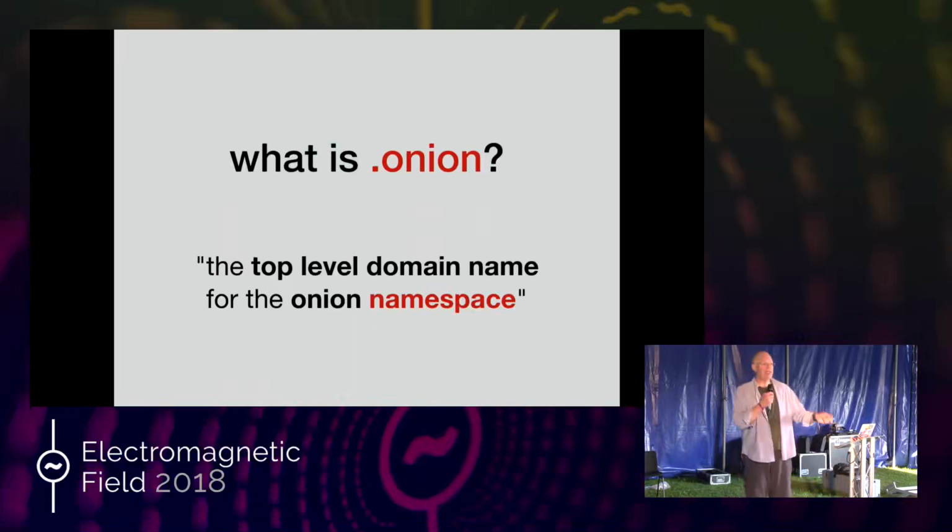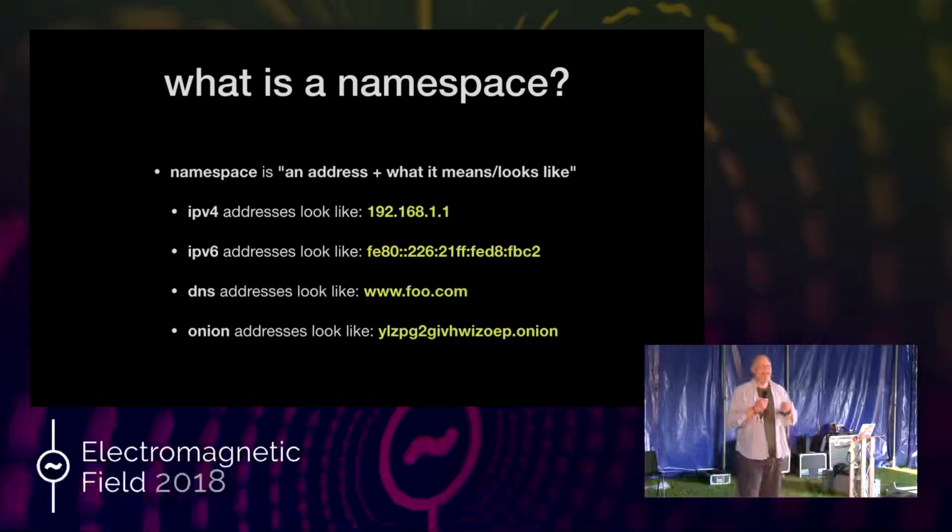So, I've mentioned the word onion and onion networking quite a bit. What is it? .onion is the top-level domain name for the Onion namespace. And when I say namespace, what do I mean? A namespace is an address and what it means or what it looks like. So you've got IPv4 namespace, which is 192.168.1.1. Strings of digits with dots in the middle. You've got IPv6, which is hexadecimal with lots of random colons arbitrarily spaced in it. DNS addresses are all www.foo.com nowadays, and onion addresses look like some random gibberish with .onion on the end of it.